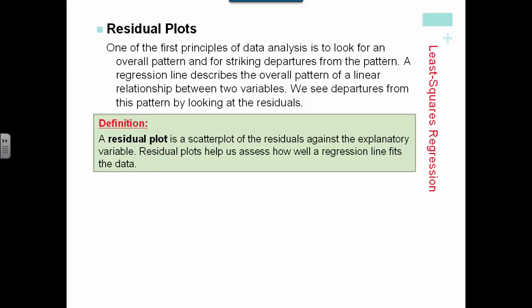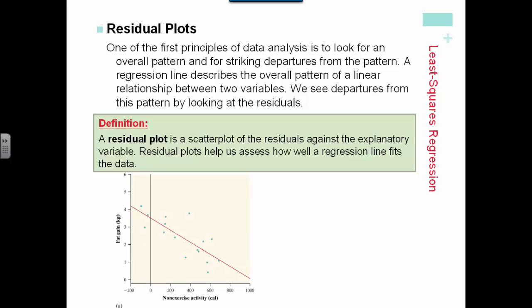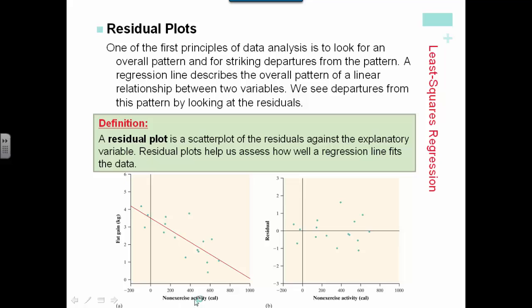A residual plot is a scatter plot of the residuals against the explanatory variable. Remember, explanatory is the x variable. They help us assess how well a regression line fits the data. Here's an example back from our non-exercise activity example versus weight in kilograms. Here's the same thing, same x value versus a residual graph. Remember, the residual graph tells us how we're going to assess a regression line and how well it actually fits the data.